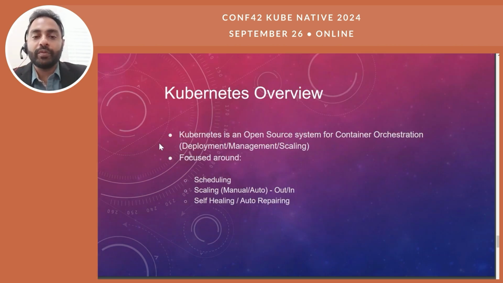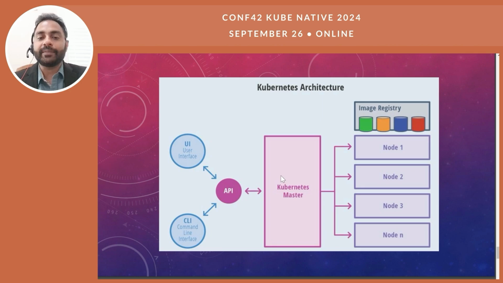Now, let me talk about Kubernetes. Kubernetes is an open source system for container orchestration. So we spoke about Docker and the containers. Kubernetes is a platform which helps us manage these containers in an effective way. It is focused around scheduling, scaling, self-healing, and auto-repairing. So this is a typical Kubernetes architecture where we have an API which connects to the UI and the CLI interface. And then we have Kubernetes masters which connect to multiple nodes and the image registry.